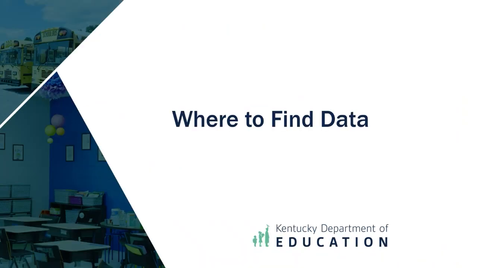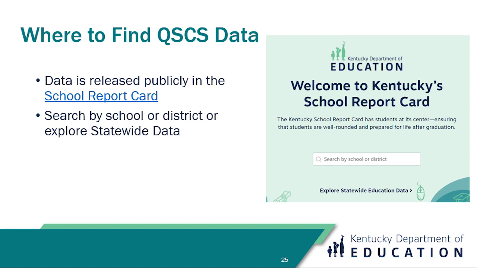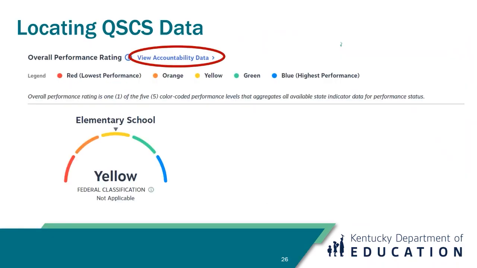Where can I find the QSCS data? QSCS data can be found in the school report card, which is released publicly every fall. Once you are on this page, you can explore statewide data or search for your district or school. Once you have searched for your school, your page will look like this. Next, you will click on View Accountability Data as indicated by the red oval on this slide.